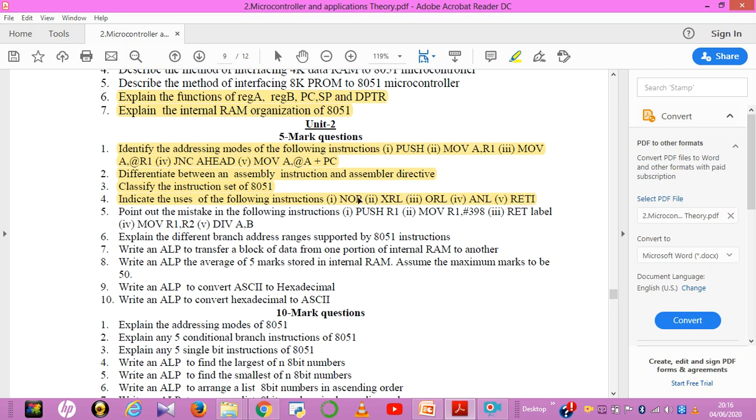You have to first write NOP. Next, you have to write the meaning of NOP. Next, you have to write the function and example. Next, the flags affected.